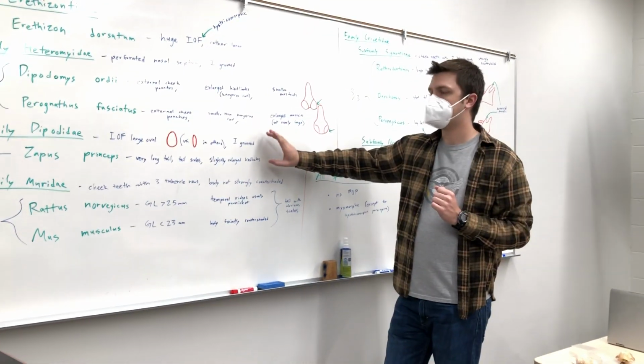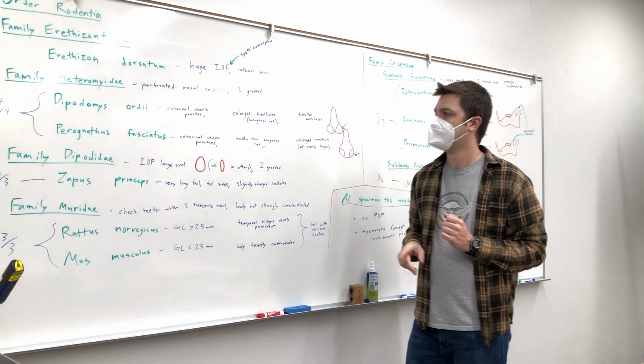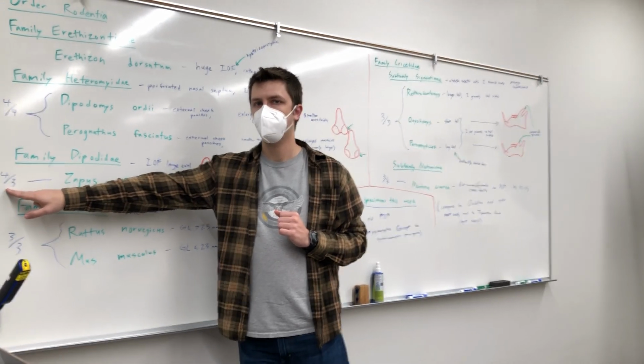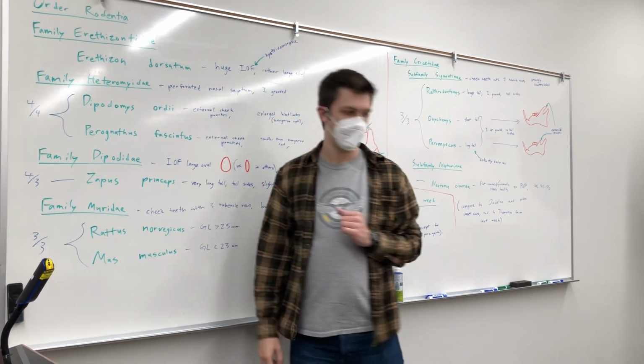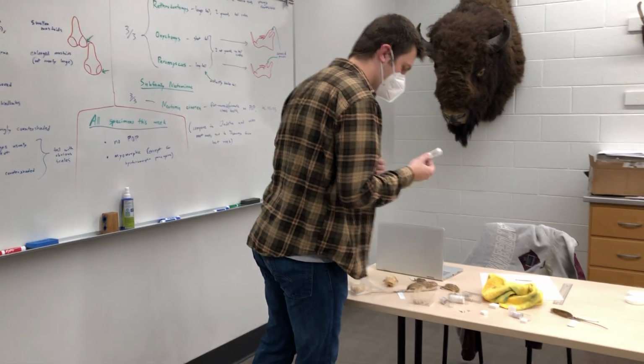All right, so I also want to talk about family Dipodidae. This is the jumping mouse. For the skull, it has 4 upper cheek teeth over 3 lower cheek teeth. And the other thing is that it has a very large infraorbital foramen.